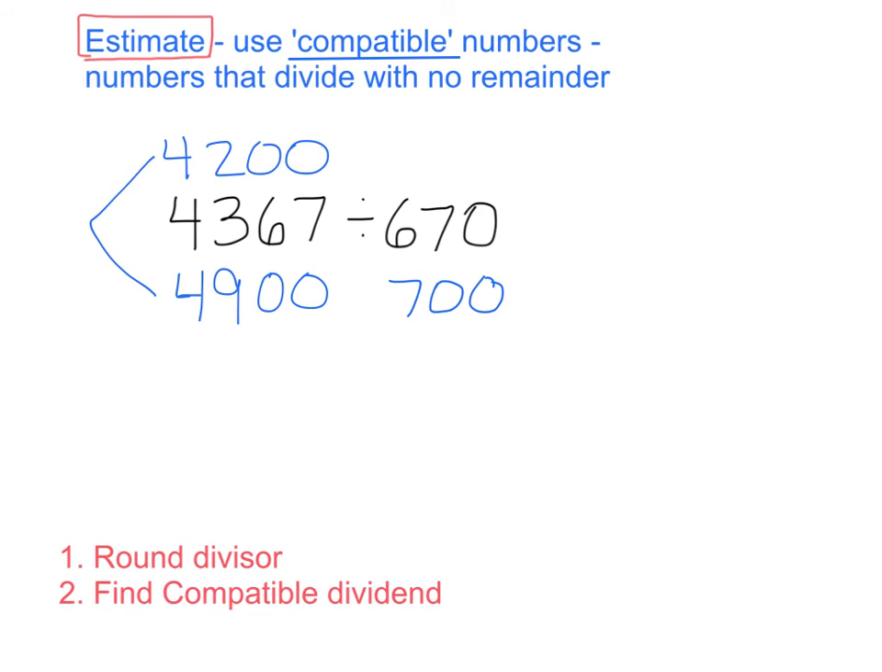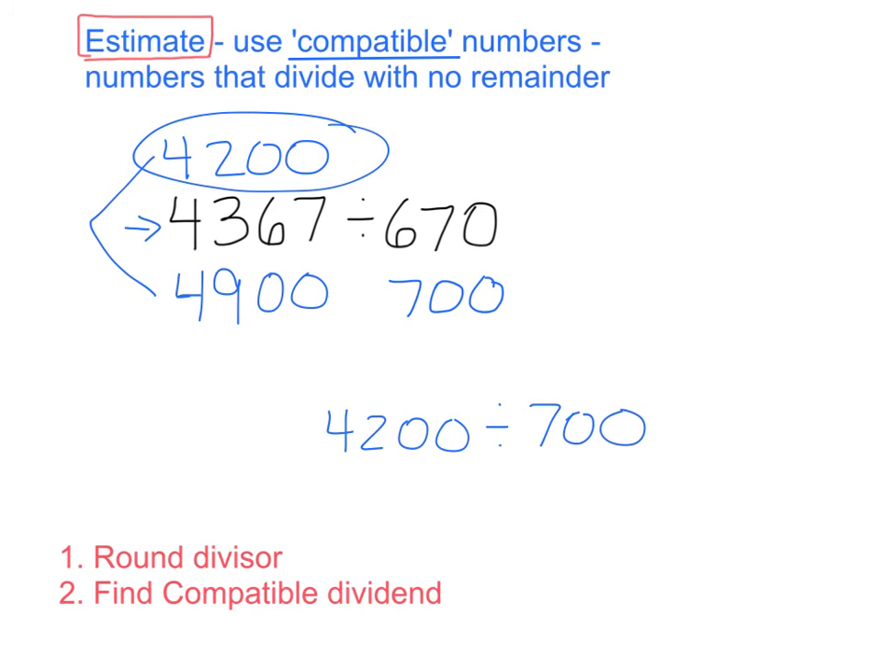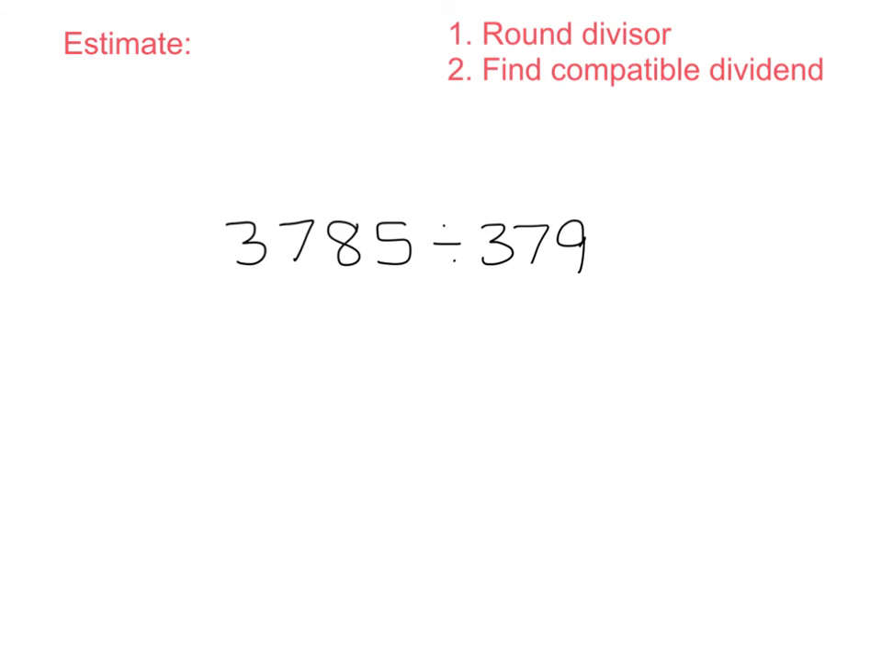Which one's closer to 4,367? The 4,200 is really close, so we are going to use the 4,200, and we're going to take 4,200 divided by 700, and then using my dividing by 100 rule, I can knock off the 2 zeros, and 42 by 7 is simply 6. So the compatible numbers allowed me to do it very simply. Pause the video while you try this one.